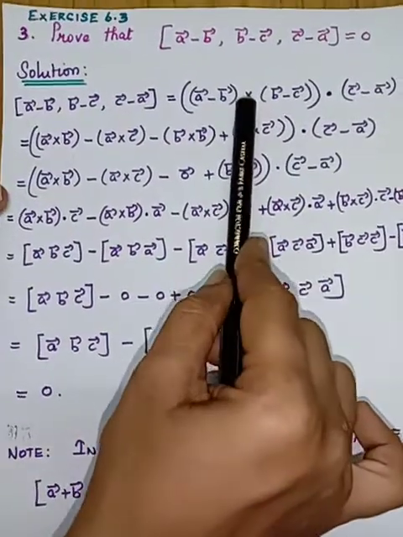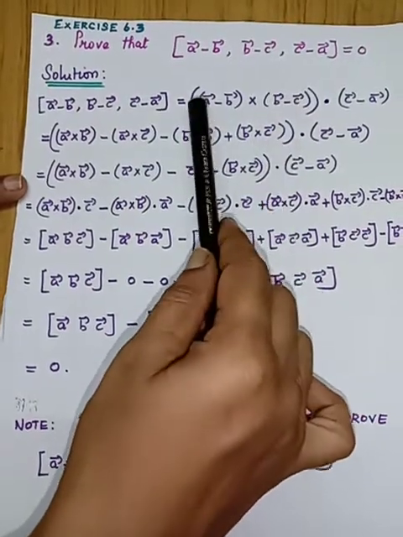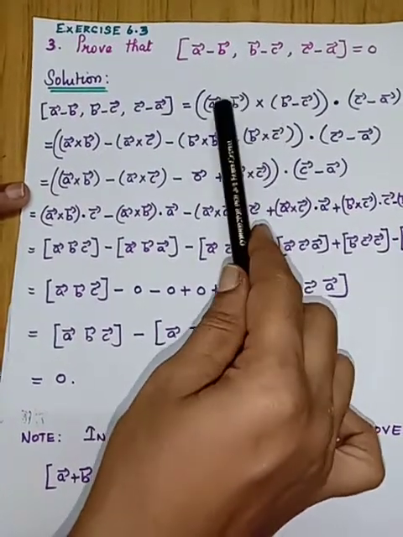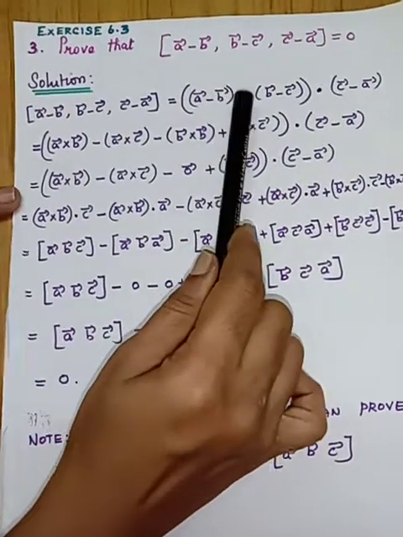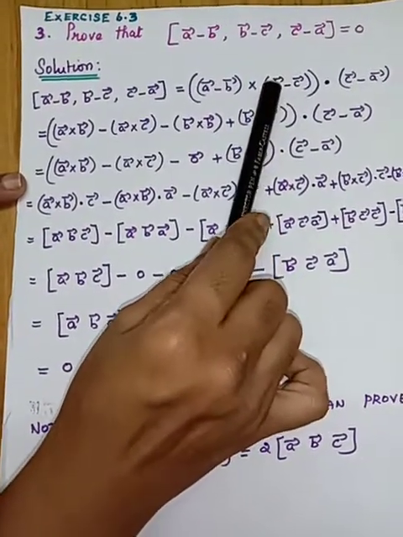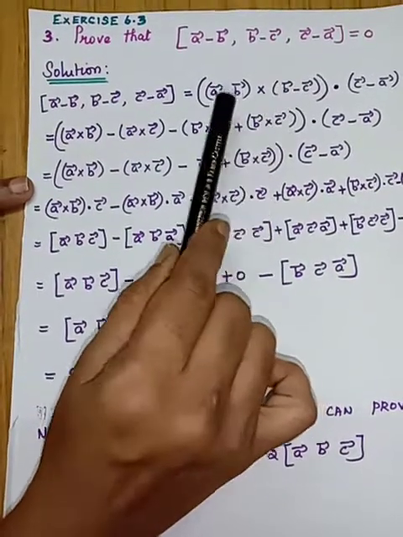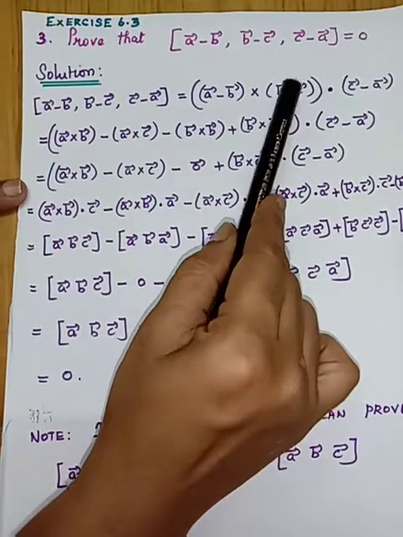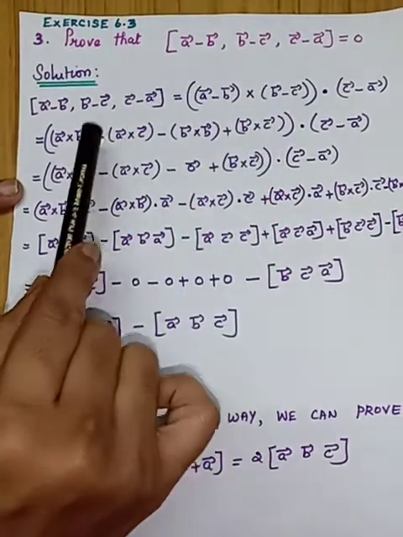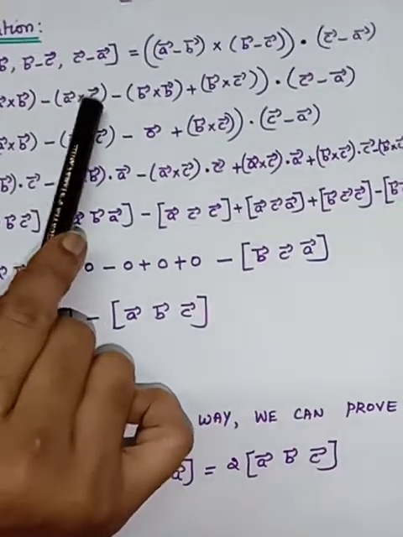In between what you are having? Cross product. So here you are having minus. So what you can do? You can distribute the cross product. So it will be A vector cross B vector. First vector A vector cross B vector. Next one A vector cross minus C vector. So the minus we can take it out: minus of A vector cross C vector.